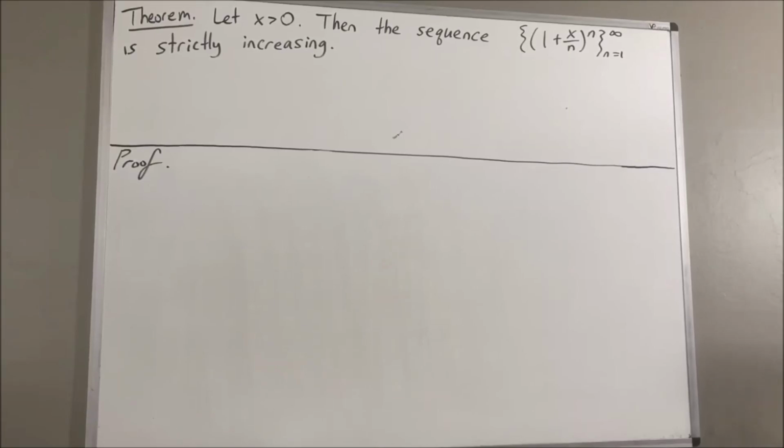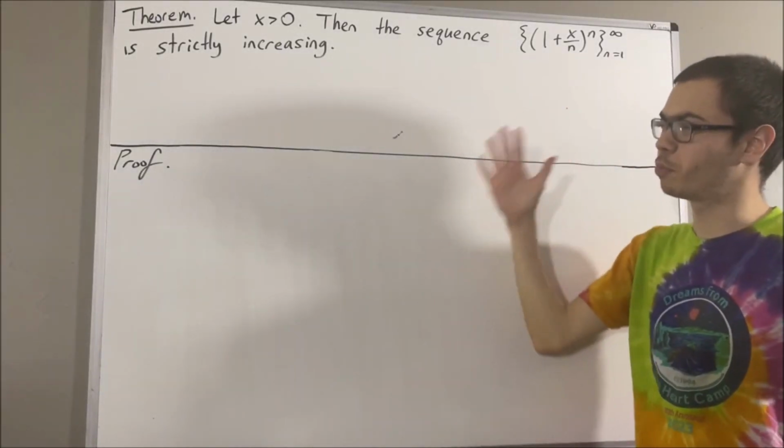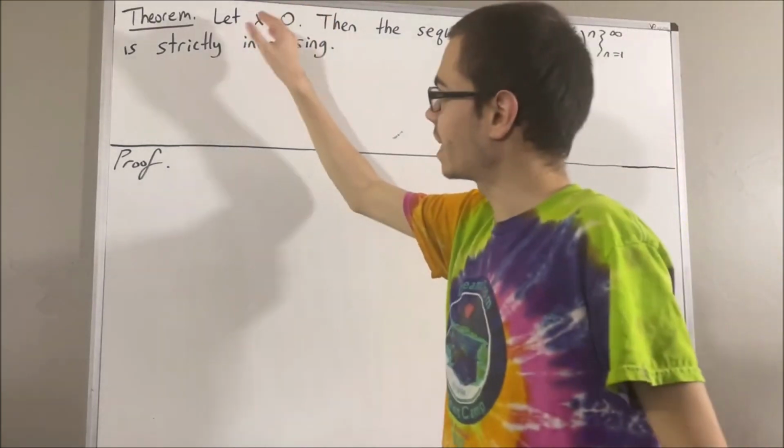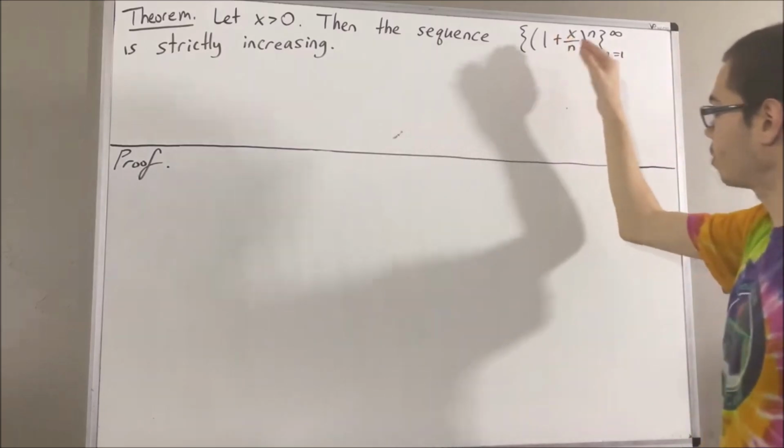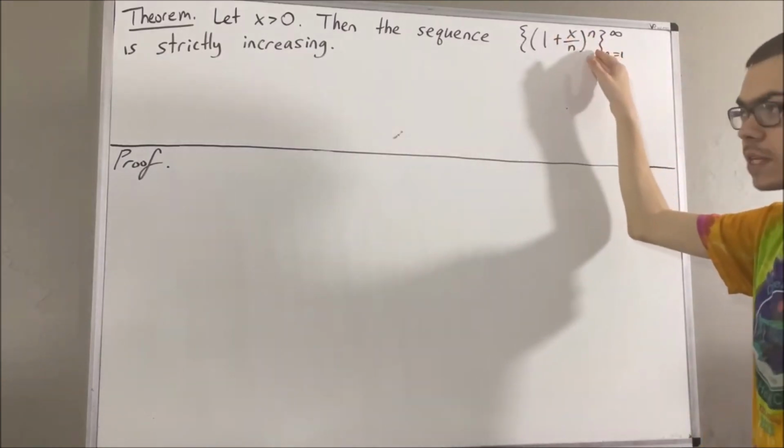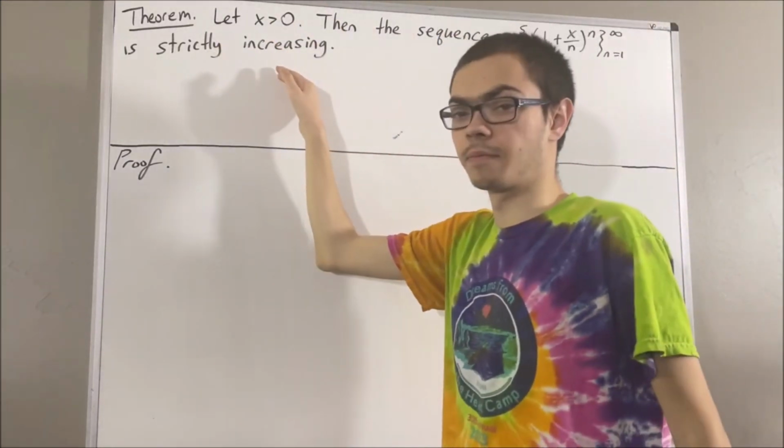Hello! In this video, we are going to prove the following theorem. Let x be a real number greater than 0. Then the sequence (1 + x/n)^n is strictly increasing.